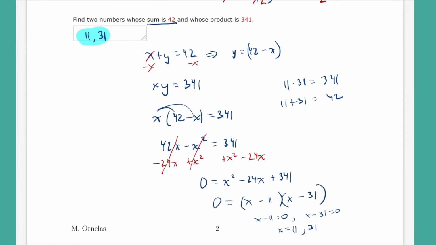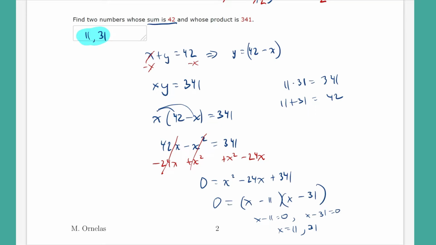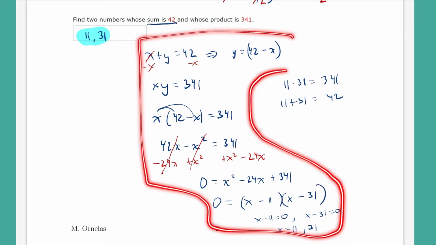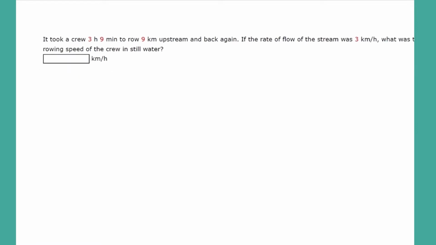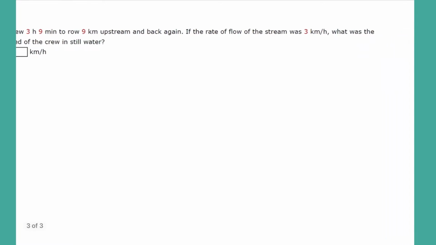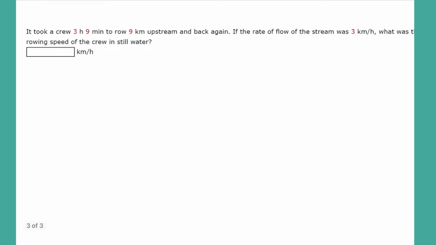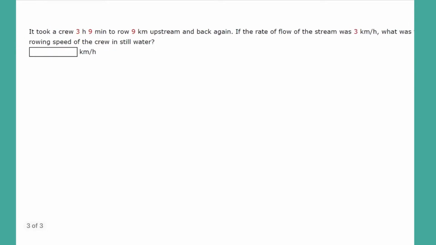I suppose you didn't really need algebra to do this, but it's nice to know how to do it algebraically. You could have just done guess and check like I did until you eventually got the two numbers. But it's always nice to be able to do a little algebra to solve. Let's look at the final page. This one says it took a crew 3 hours and 9 minutes to row 9 kilometers upstream and back again. If the rate of flow of the stream was 3 kilometers per hour, what was the rowing speed of the crew in still water? So for these kind of problems, I like to draw a table.